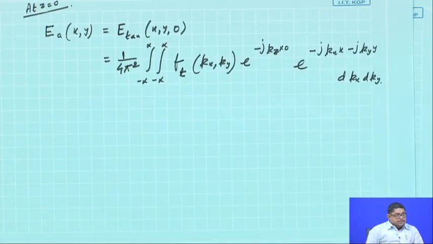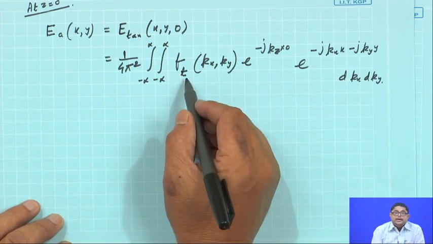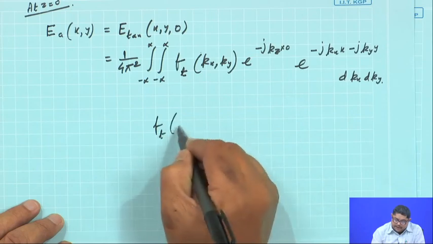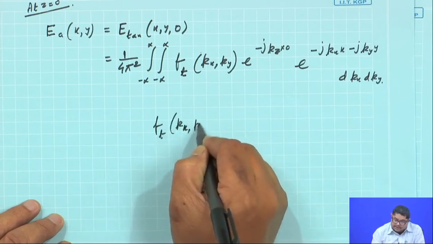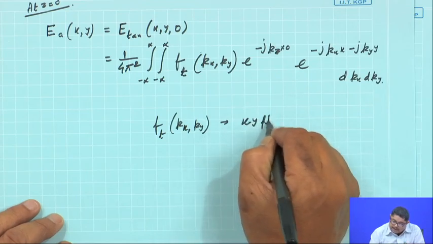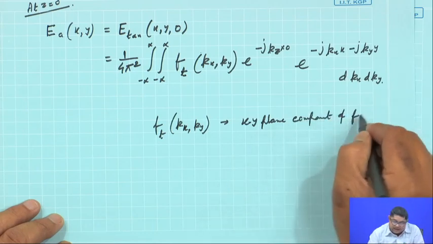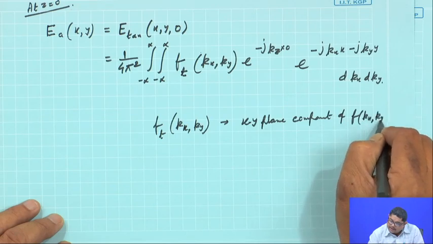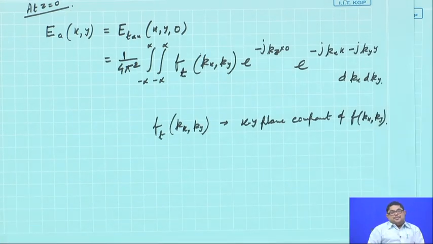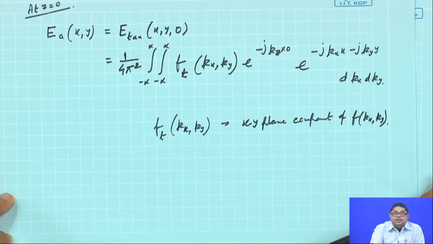You see, this was our solution. I have just put z is equal to 0, and only that changes. So, what is f t? F t k x k y is the x y plane component of f k x k y, or in waveguide, people call it the transverse component. Basically, this is nothing but the transverse component of f. Now, this relation, you see, is clearly a 2D Fourier transform relation.